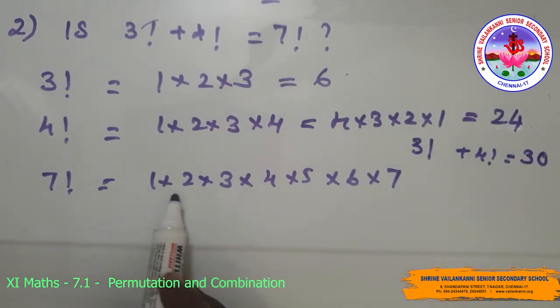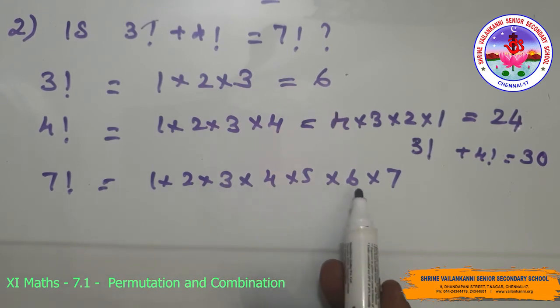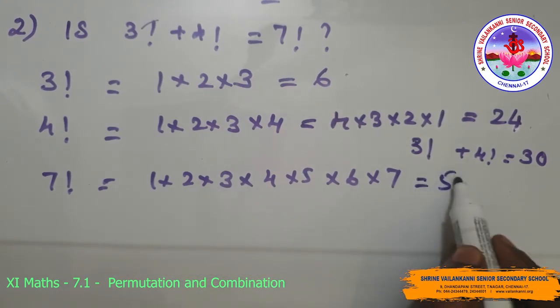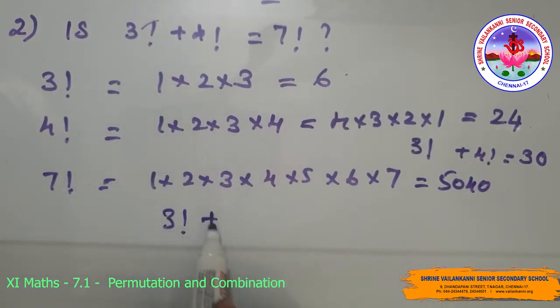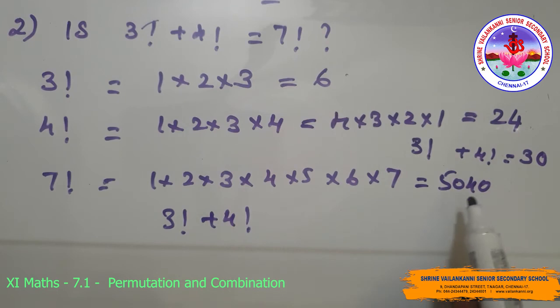And 7 factorial is 1 into 2 into 3 into 4 into 5 into 6 into 7, which is 5040. So LHS, 3 factorial plus 4 factorial, is 30. 7 factorial is 5040, which is not equal to LHS.